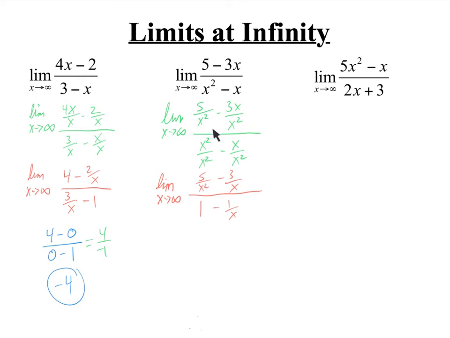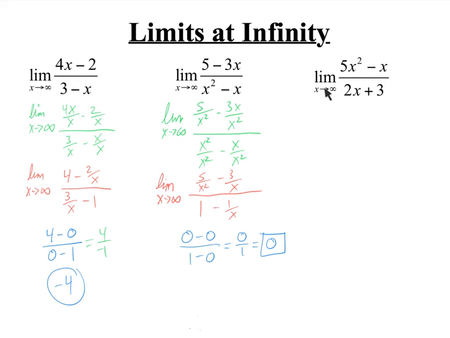Now, all three of these are the same, but this one I can plug infinity into. So when I plug in infinity, I get 5 over infinity is 0. 3 over infinity is 0. That's 1. And 1 over infinity is 0. So I have 0 minus 0 over 1 minus 0, which becomes 0 over 1, which is 0. My answer is 0 for this limit.